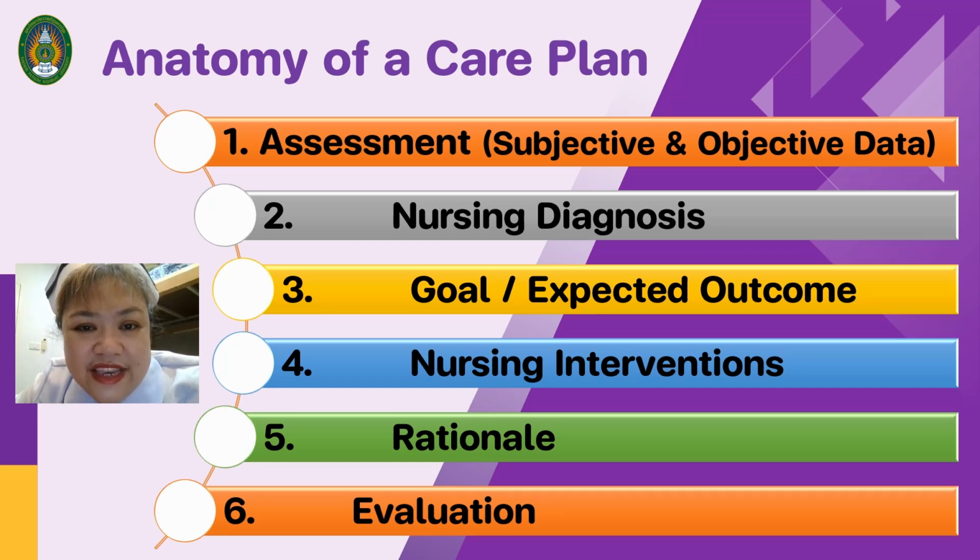A standard nursing care plan typically has these 6 key components. We start with our assessment data. Formulate a nursing diagnosis. Set a measurable goal. List our interventions. Explain the rationale for those interventions. And finally, evaluate the outcome.